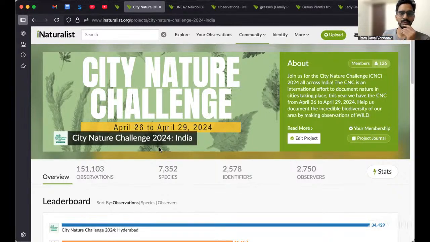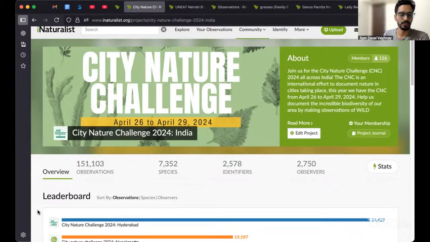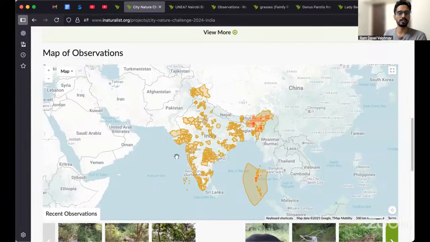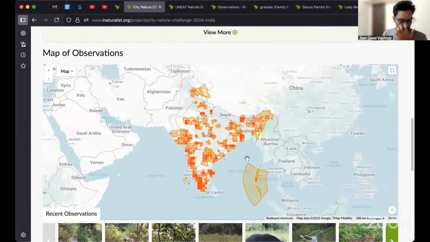India did just last year in 2024. You can see that in the duration of 4 days, April 26, 27, 28, and 29, around 2,700 people contributed and documented more than 7,000 species and uploaded more than 151,000 observations. And this is the map. You can see how many cities were contributing during this period. So this is one of the opportunities.